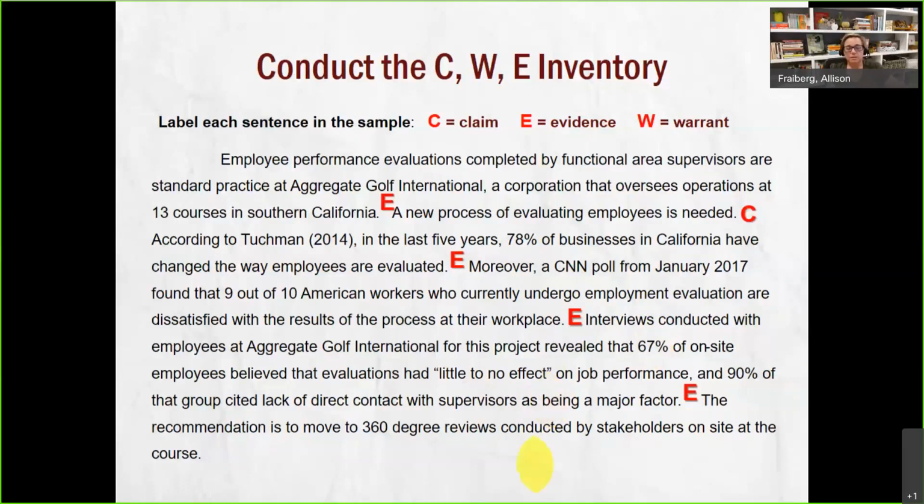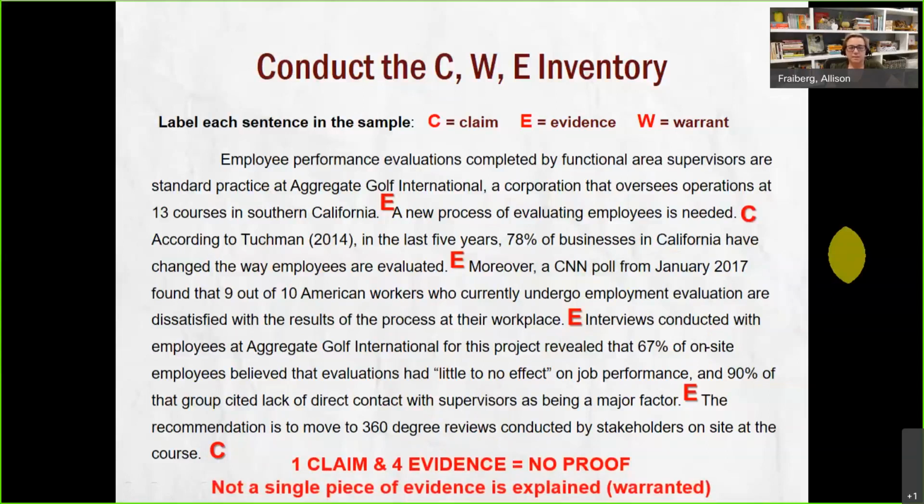The recommendation is to move to 360-degree reviews conducted by stakeholders on site at the course. Well, a recommendation is always going to be a claim because people can disagree about the recommendation, and it's really just a more specific version of the original claim. So, we can even count this as kind of one claim. But what do you notice? There's one claim, there are 4 very yummy pieces of evidence, but there is not a single warrant.